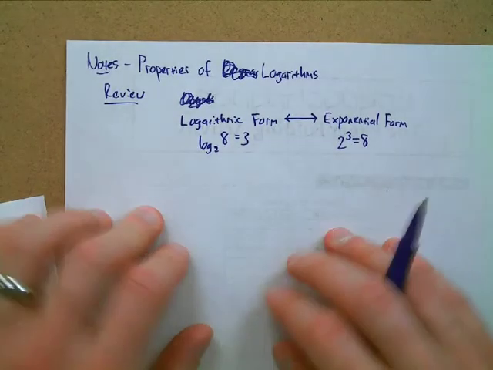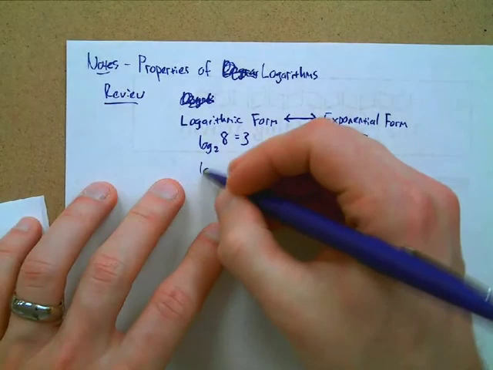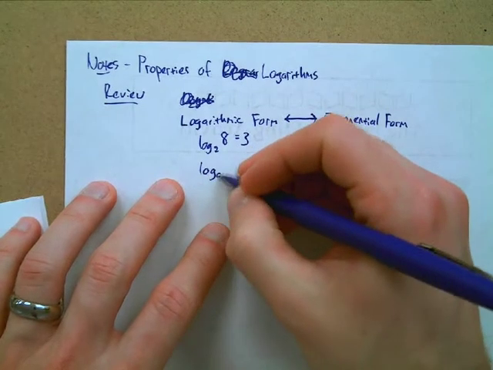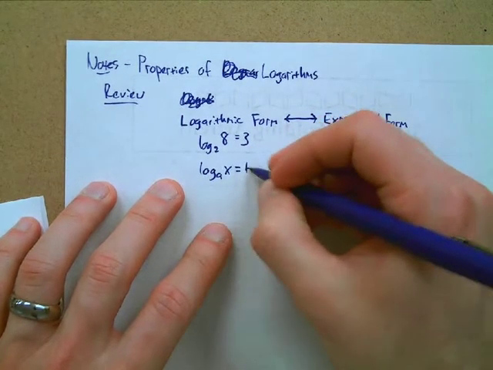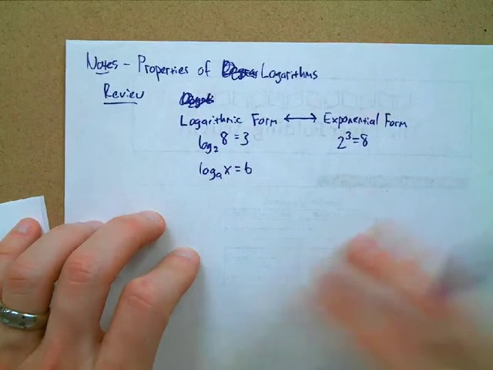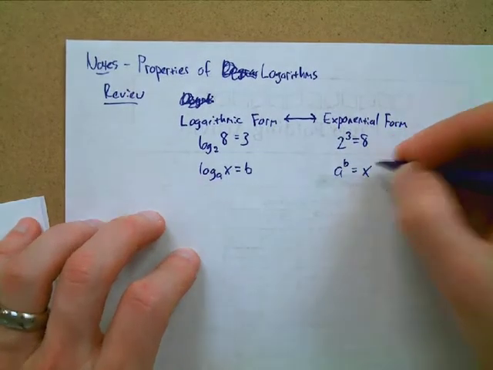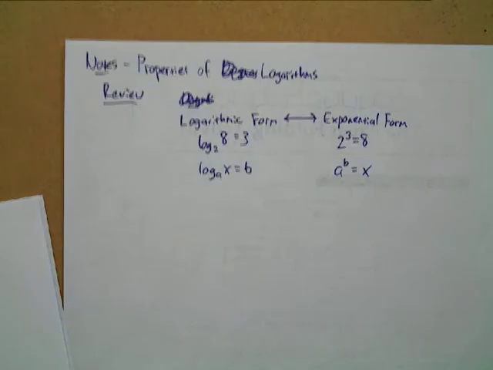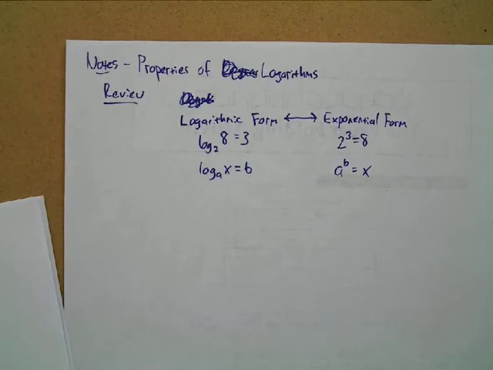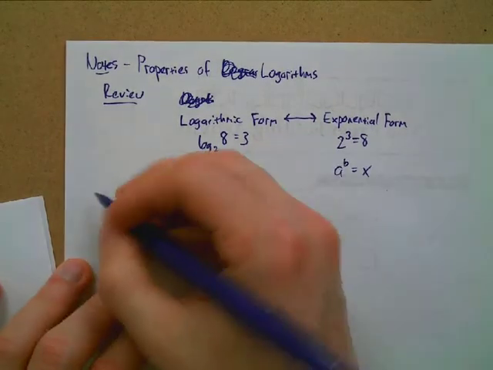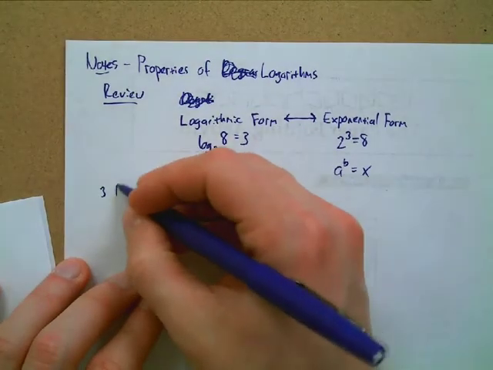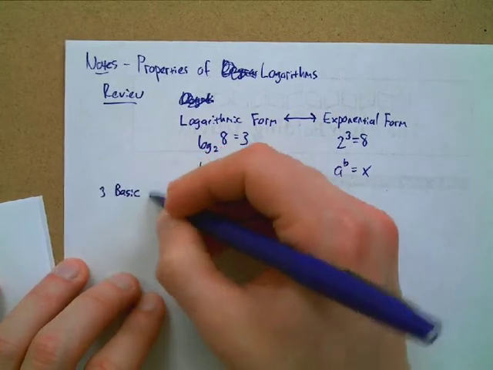And of course, in general, if we have log base a of x equals b, then this rewrites to a to the b equals x. So that's from yesterday. Additionally, we learned 3 basic properties, and we'll learn a few more advanced properties here.